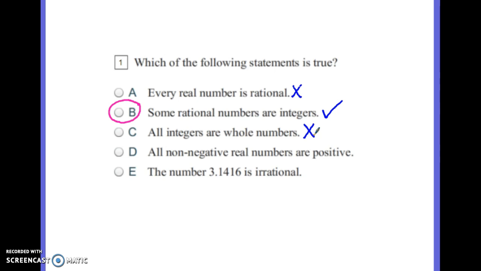D is kind of tricky. All non-negative real numbers are positive. Again, that is not true because 0 is a non-negative real number, but it's not positive. It's neither. And then the number 3.1416 is irrational. That's also tricky because it's wanting you to think about pi. Pi itself is irrational, but the approximation to pi is not. That's technically a terminating decimal. So again, B is your correct answer.